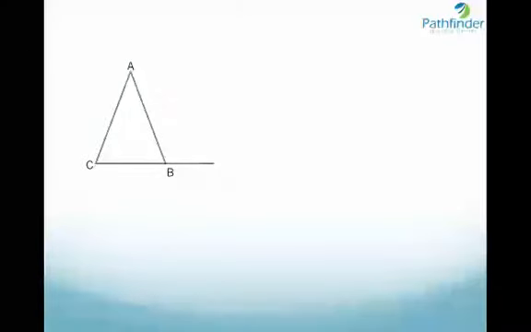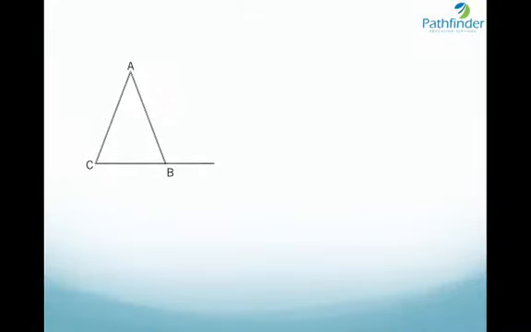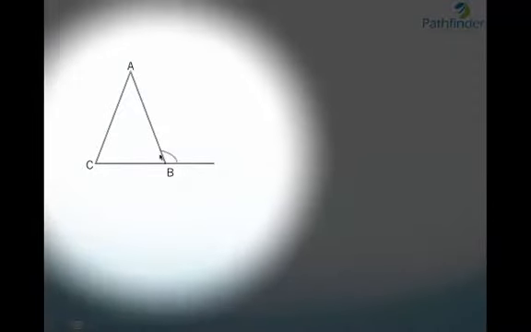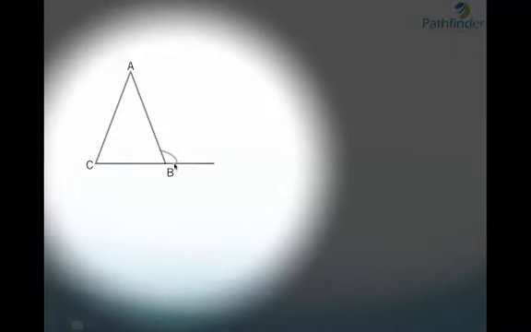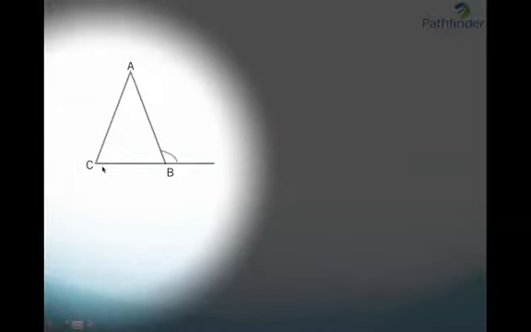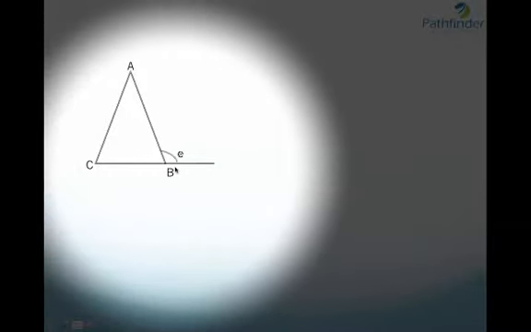The next property is the property of the exterior angle of a triangle. Now the first thing that I need to tell you is that an exterior angle is formed by extending any one of the sides of a triangle. For example, here we extend CB to get the exterior angle E.